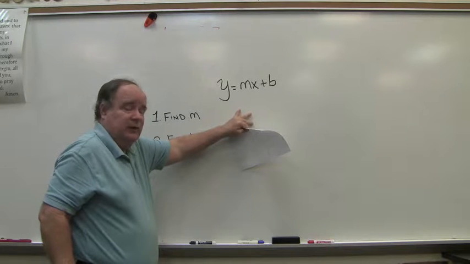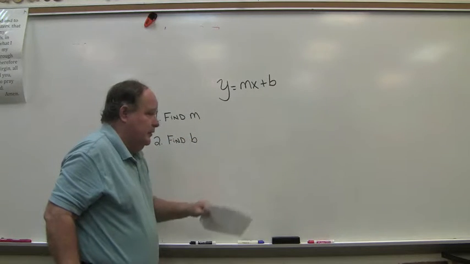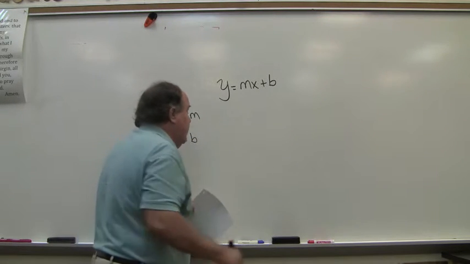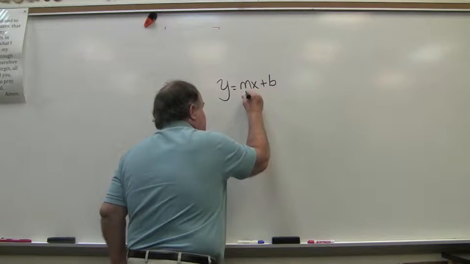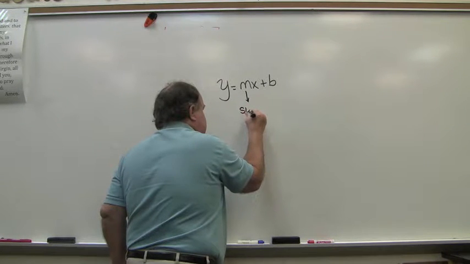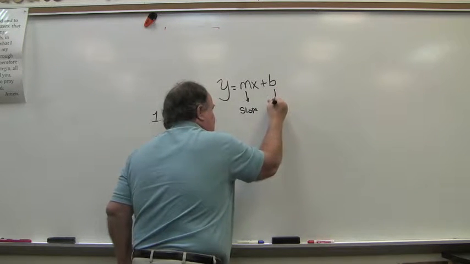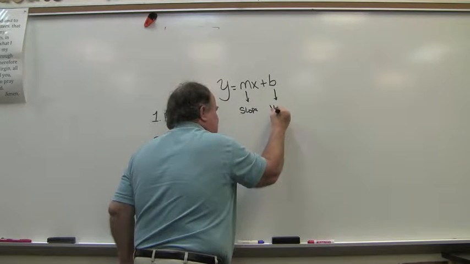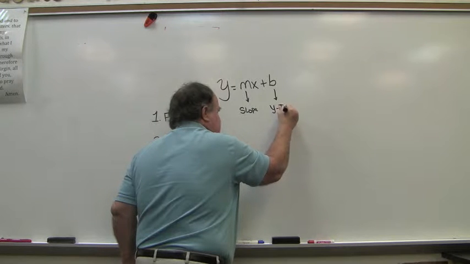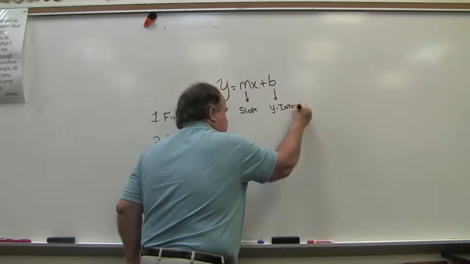And as we progress, you'll learn about the standard form of a line. But this is called the slope-intercept form of a line. As you can see, this m here represents the slope. And this letter b here represents the y-intercept, where the line is going to cross the y-axis. Okay? Y-intercept.